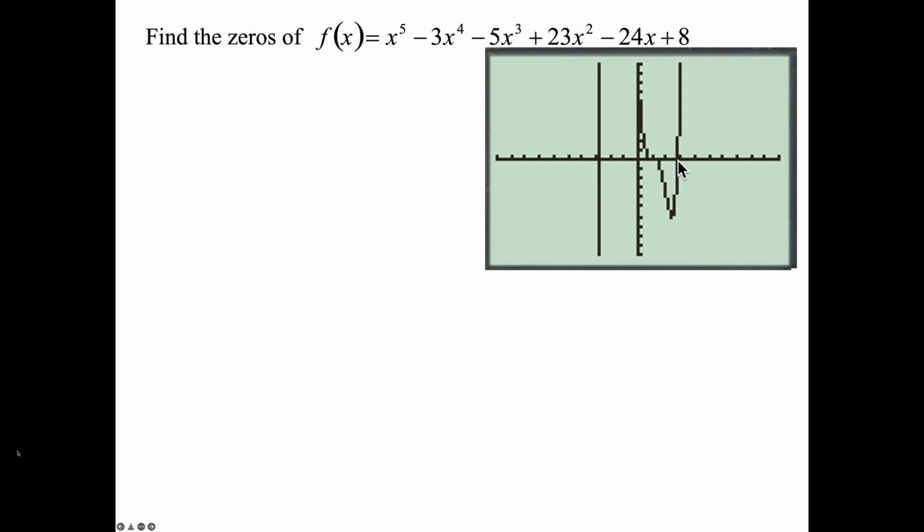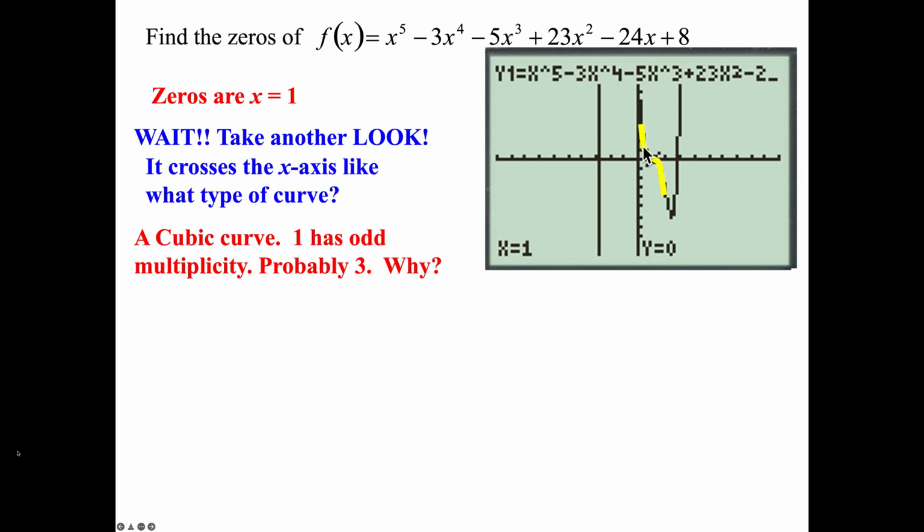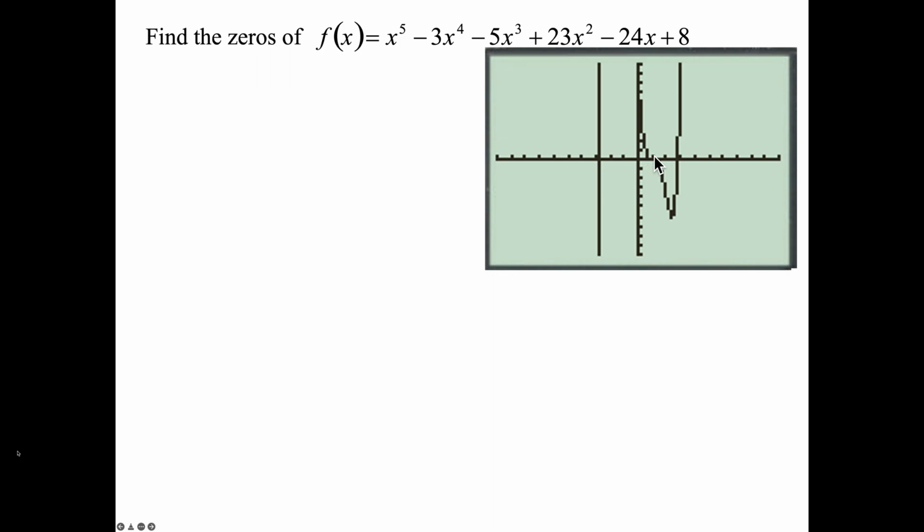Again, that means irrational zeros. And it looks like here is my 1. And it appears to me, so I type in a 1, it's a 0. But because it's in the shape of a cubic curve, let me back this up and get the cursor out of here so you can see it.